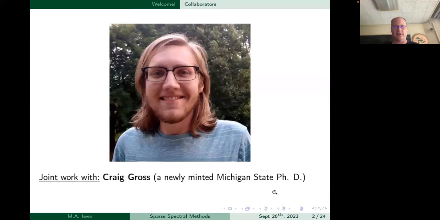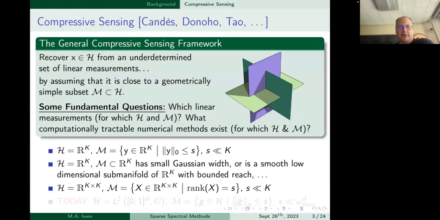So this is going to be joint work with my recently former graduate student, Craig Gross, whose irrational love for PDE was of great help in this, especially the second part of this work.